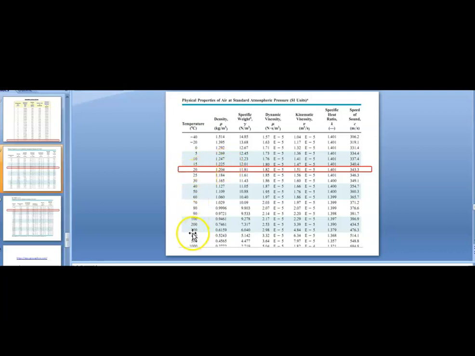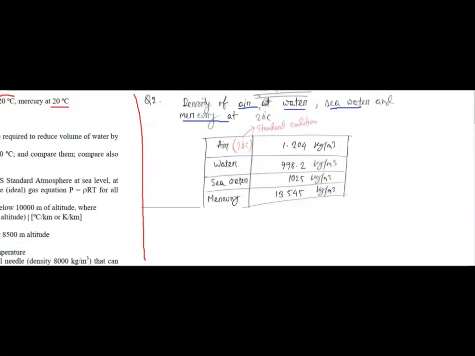It could be different, and in some cases it may ask you to calculate the density of air at 22 degrees centigrade. Then you need to do some interpolation. You can see 20 and 25, so you use these two values, do some interpolation, and you get the exact value. So just go back here. For air it is in kg per meter cube. And now water, seawater and mercury.